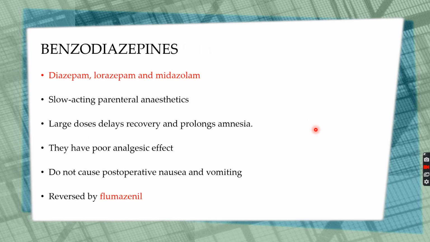The next group of drugs are benzodiazepines, which are also parenteral anesthetic drugs, and amongst the benzodiazepines, diazepam, lorazepam and midazolam are commonly used as general anesthetics. They are slow acting drugs, so they cannot be used as inducing agents. Another problem is when you give a large dose of this drug, that delays the recovery of the patient and it prolongs the amnesia. So that is why benzodiazepines are not commonly used as inducing agents, because it delays the recovery, it is slow acting and it prolongs the amnesia.